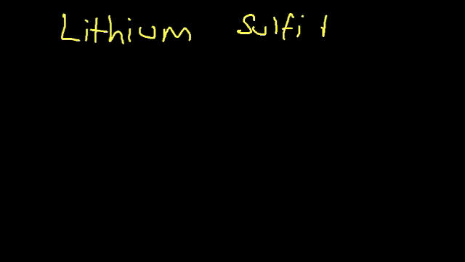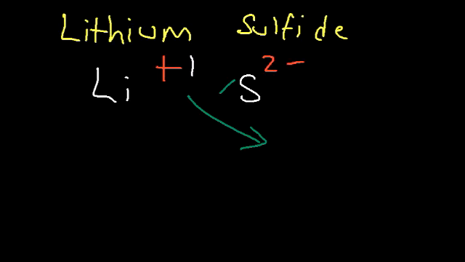Now, what if the charges are different? So let's say we have the compound lithium sulfide. How would you name it? Or how would you write the formula? Lithium has a +1 charge, and sulfide has a -2 charge. So you could use the crisscross method, where the 1 is going to go there, the 2 is going to go there. So it's going to be Li2S1, but we don't have to write the 1, so it's Li2S.